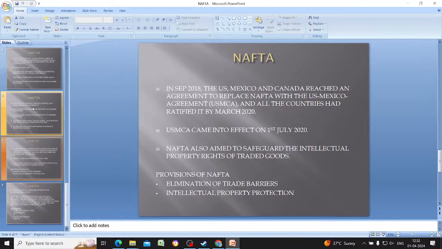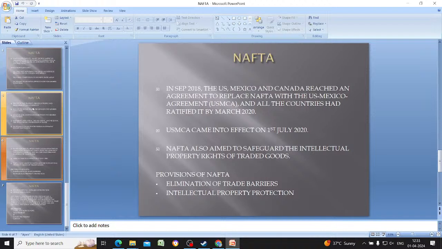Finally, later in 2017, during the term of Donald Trump, he was of the opinion that NAFTA should be removed, and for that he began negotiations between Canada and Mexico, and they came up with another concept called USMCA.